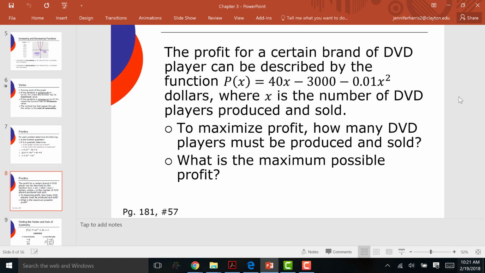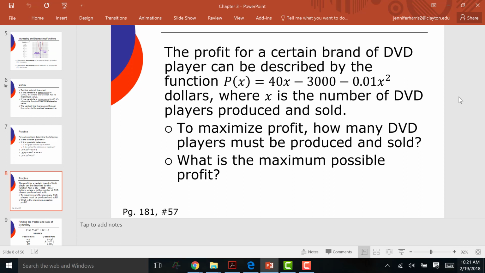All right, the profit for a certain brand of DVD player can be described by the function P of X. Why do they use the letter P? Profit. So the profit, which is P of X, is equal to 40X minus 3,000 minus 0.01X squared. Is that a quadratic function? Yes. The highest exponent is 2. It's just not in the right order, but is that okay? Yes. We don't have to put the X squared in the front all the time. It could be at the back, the middle. It doesn't matter where it is as long as the highest exponent is a 2.